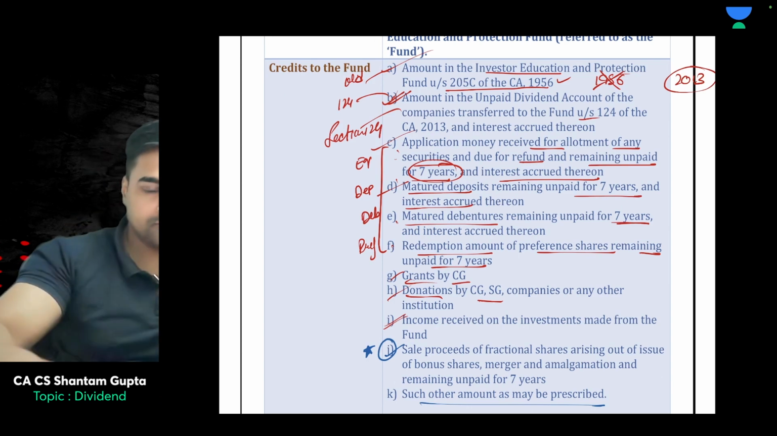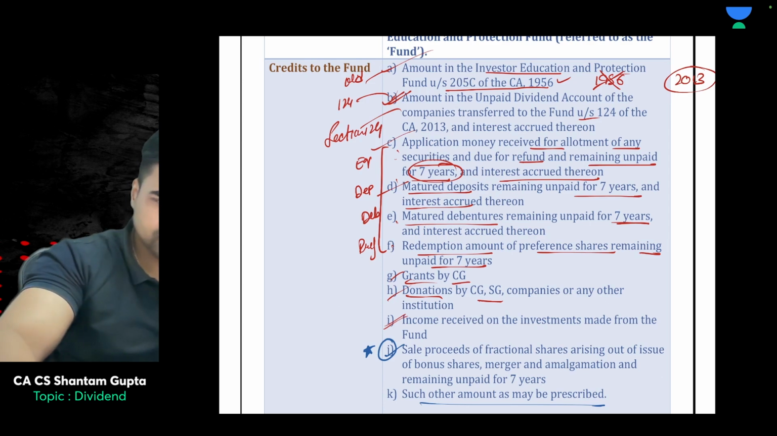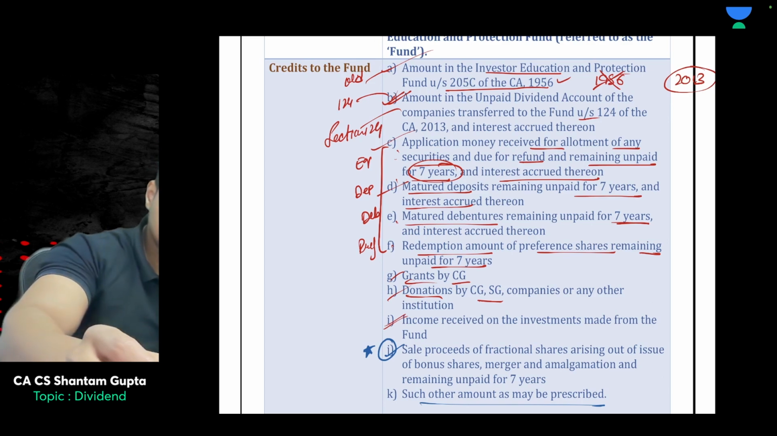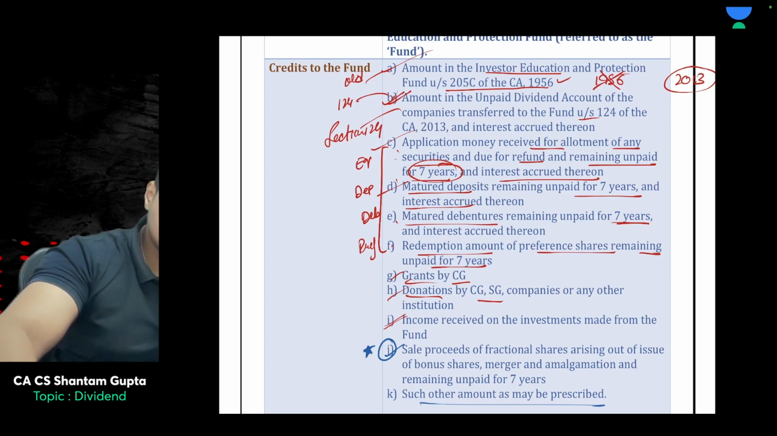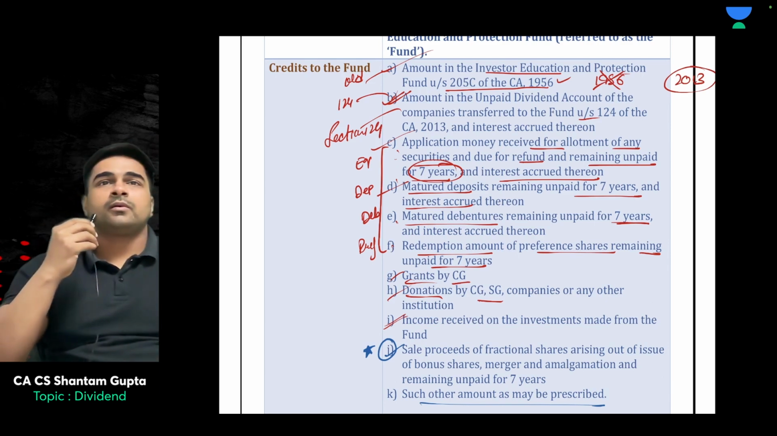Guys, guys, guys, guys. Guys, done. People at the back.